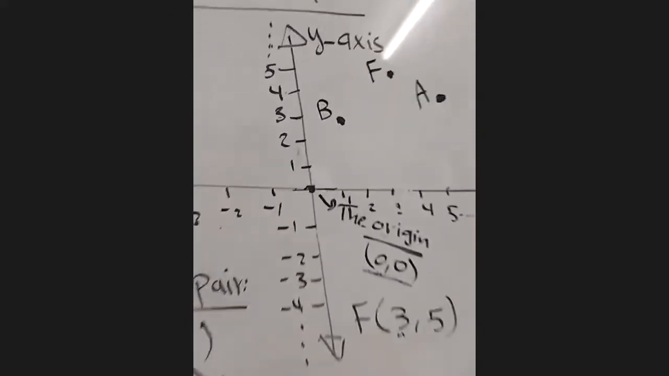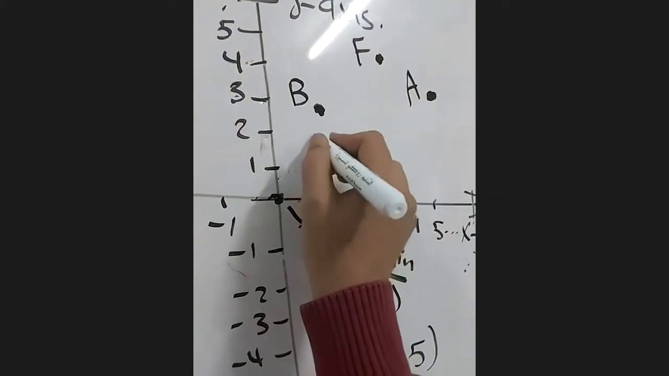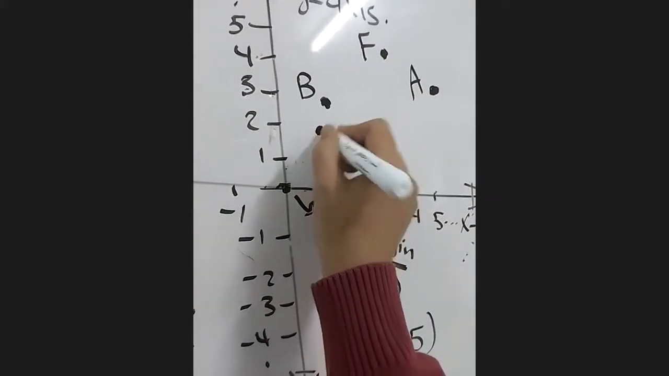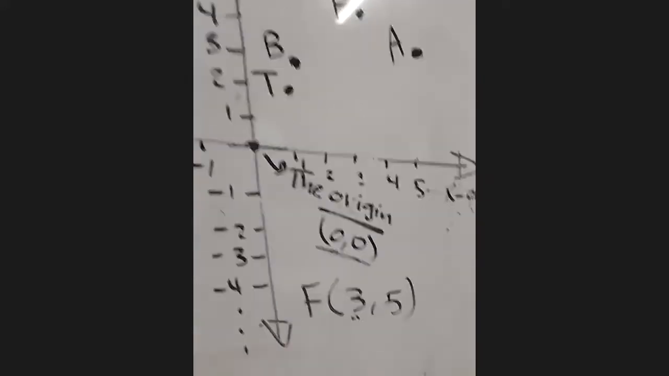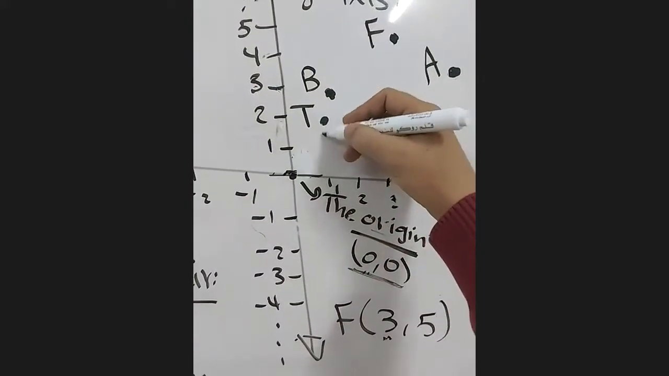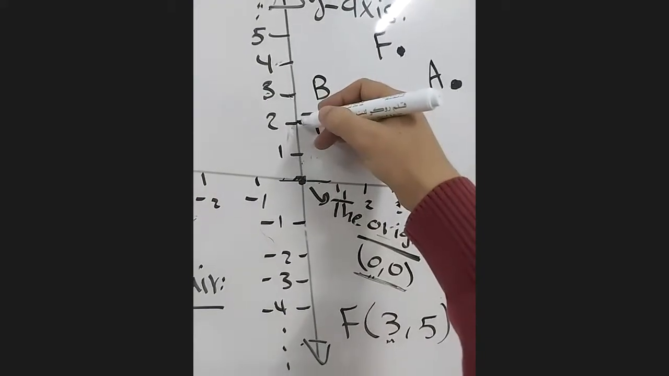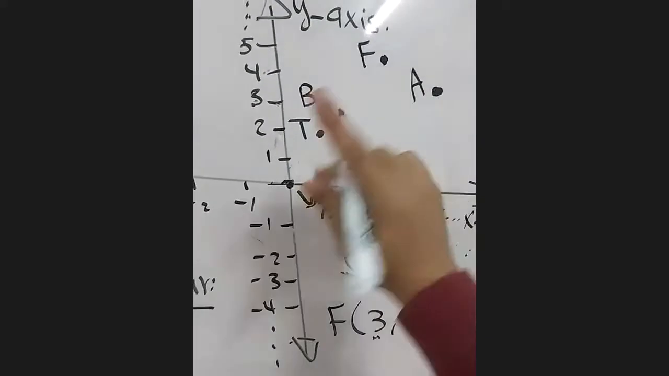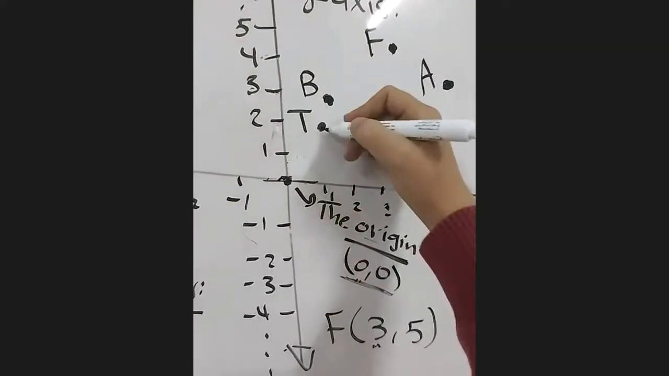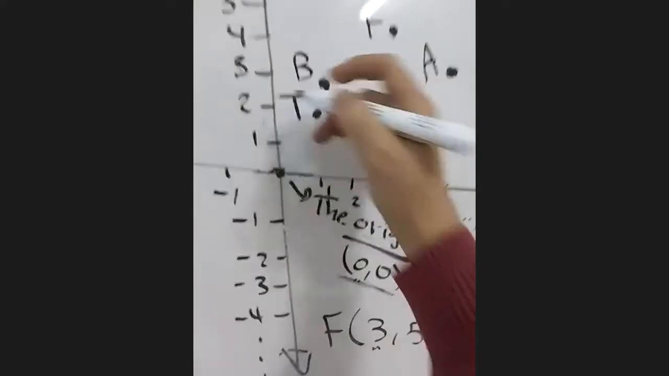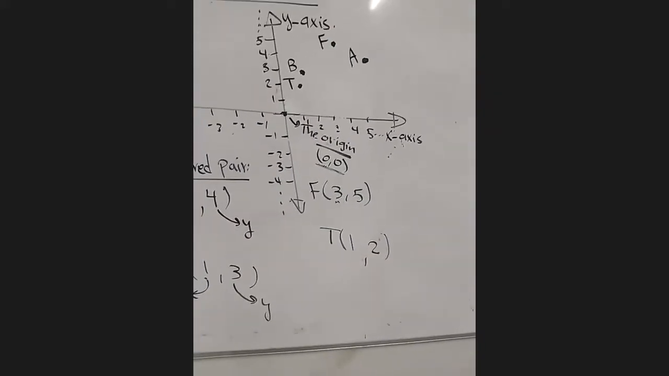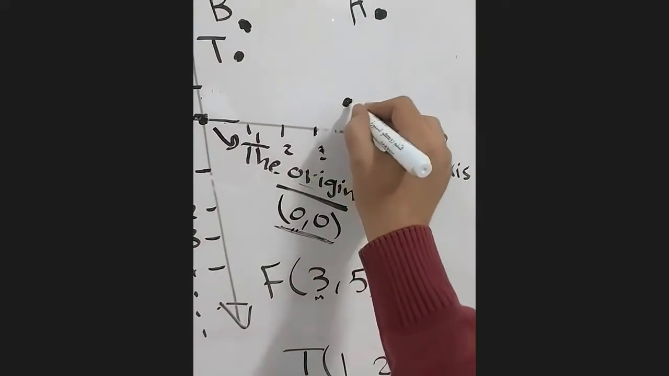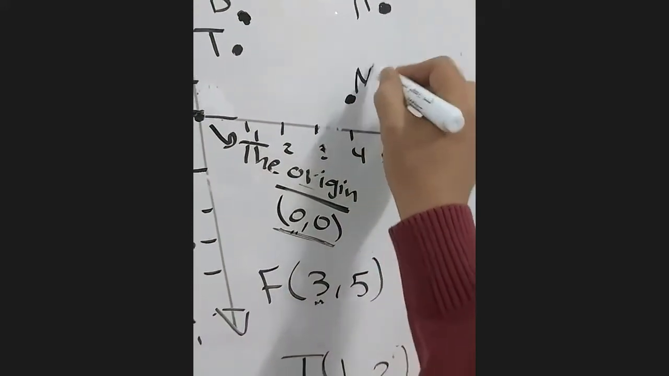But if this point here, guys, I will call it T. Now, what's the ordered pair of T? I will go to T. First, I take X, then I take Y. Do not take Y before X. Don't do that. So here, X is 1 and Y is 2. So it is 1 and 2.